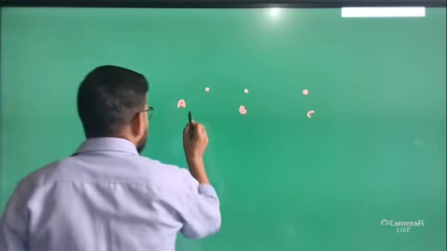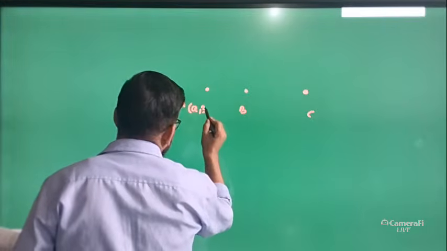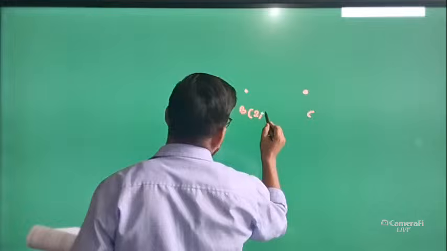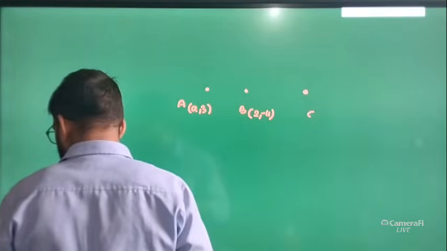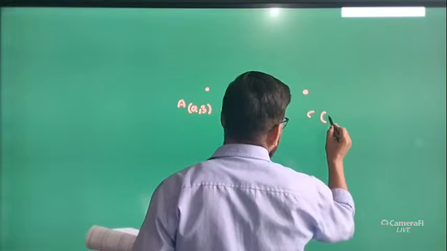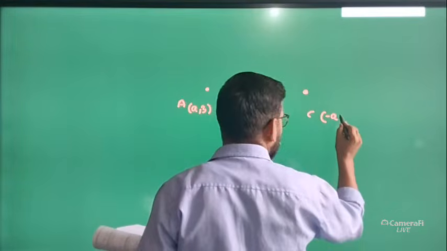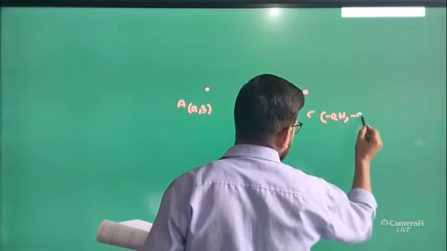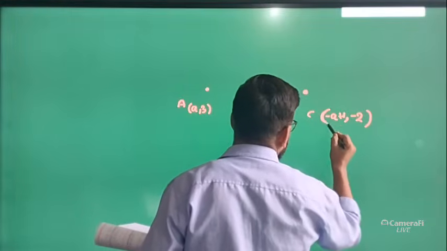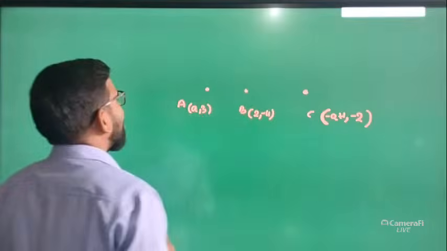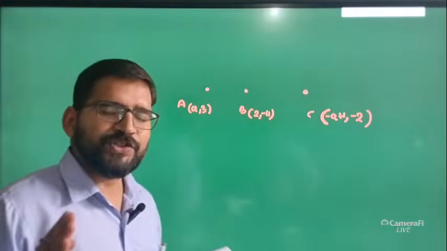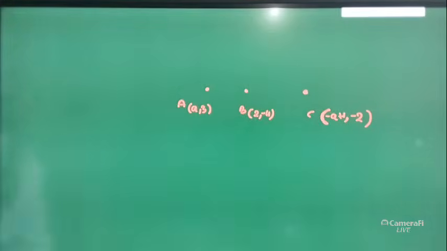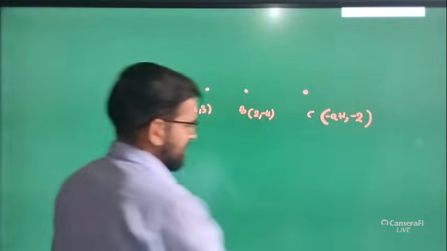Coordinate of the point A, let us say it is A and 3. It is given. B का 2 and -4. And C का -A +1. So this is its x coordinate, and y coordinate is -2. I hope it is clear. So there are 3 points A, B and C, and it is given in this question that these are collinear. Now what does collinear mean?